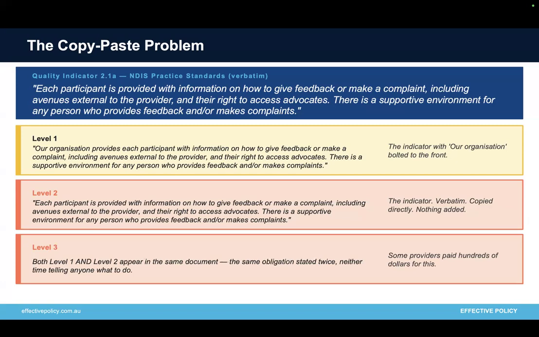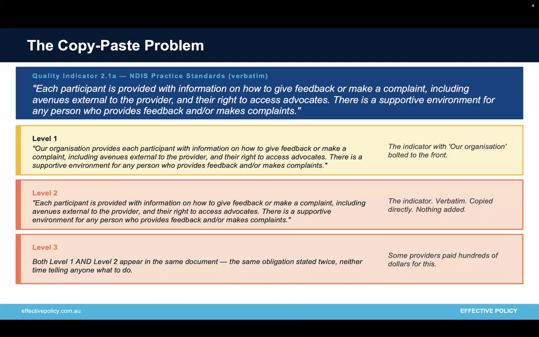And level 3. Both level 1 and level 2 appear in the same document. The same obligation is stated twice. Neither time has either of them told anyone what to do. So this is one particular example of a set of policies which is out on the market being sold, and neither one of them tells you what to do. They're just saying the indicator, which is what the government is saying: we want you to strive towards this being the status quo. But some auditors are accepting that.